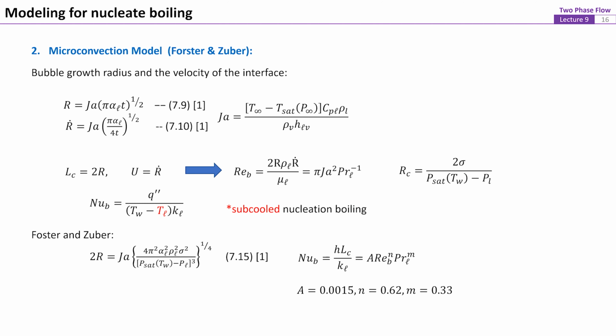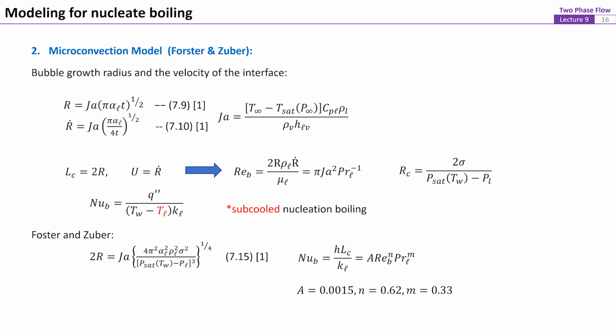The second model was proposed by Forster and Zuber. In fact, the basic form of it follows the Rohsenow correlation, but the length scale and the velocity are determined by using bubble growth relations. For a heat transfer controlled bubble growth, the radius of the bubble is postulated to be in the form of equation 9. Note that the Jakob number is a measure for the ratio of sensible heat to latent heat.